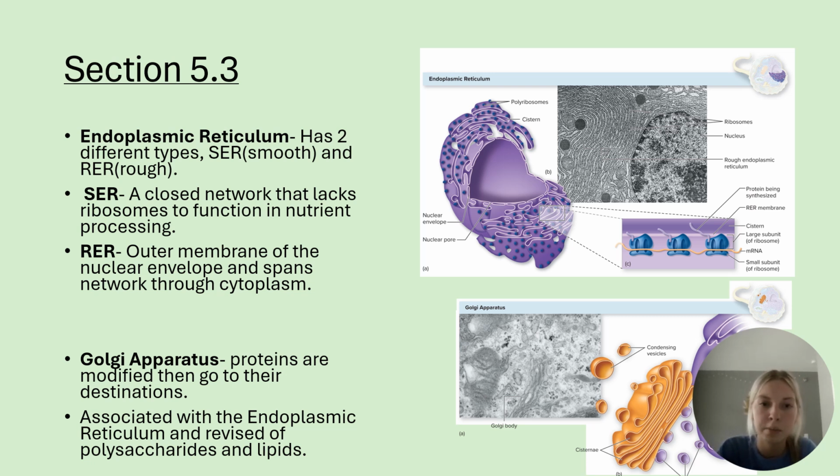Then the Golgi apparatus, where proteins are modified and then go to their destinations. They are associated with the endoplasmic reticulum and are composed of polysaccharides and lipids. The second picture is the Golgi apparatus, showing how it is connected with the endoplasmic reticulum.